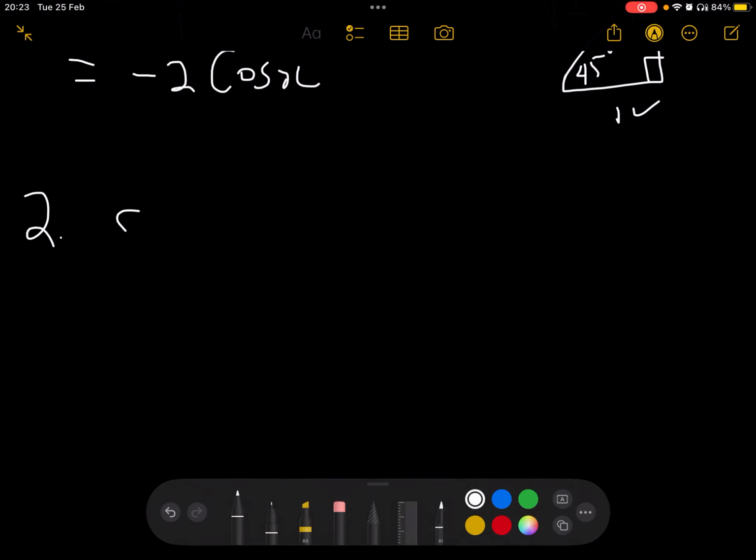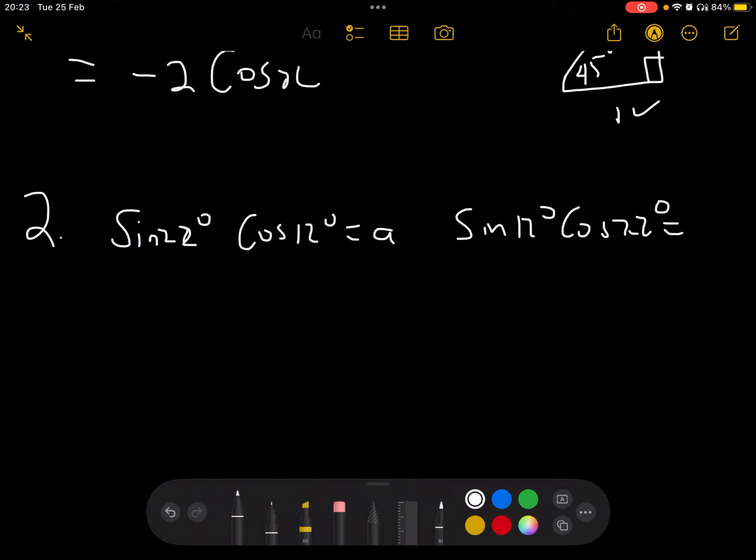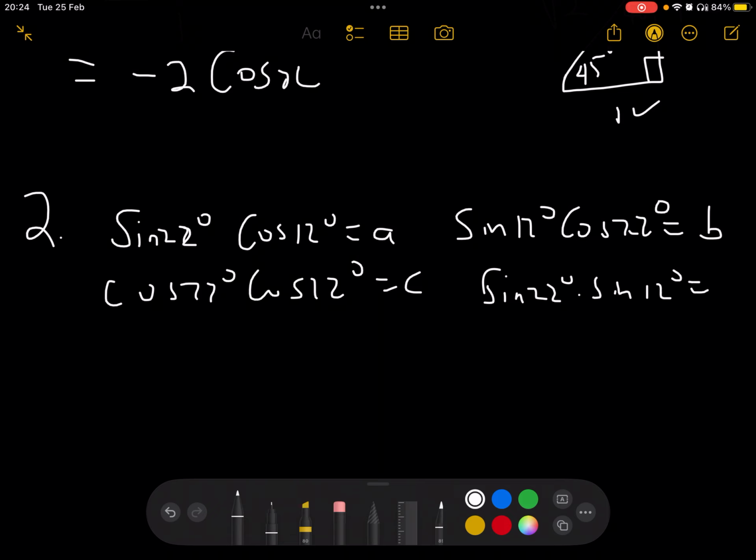Number 2, you're given sine 22 degrees cos 12 degrees equals A, and sine 12 degrees cos 22 degrees equals B, and cos 22 degrees cos 12 degrees equals C. And then sine 22 degrees sine 12 degrees equals D. Then express in terms of A, B, C, and D with 2.1, which is sine 34 degrees.